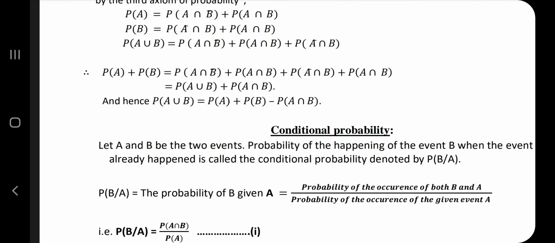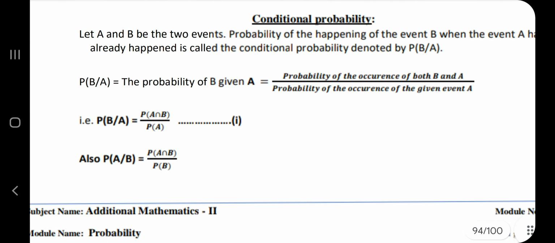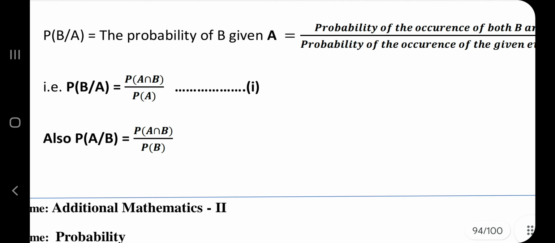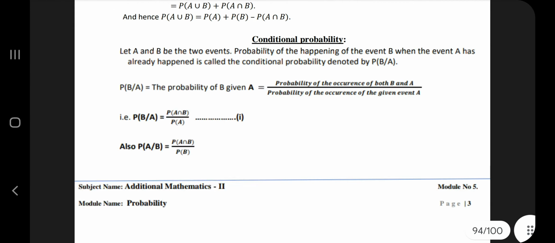This is another question from the exam point of view. Okay, an important one. Then conditional probability. Conditional probability, observe carefully what it is. Probability of B happening given that A has happened is equal to probability of A and B both happening divided by probability of A. Okay, this is the conditional probability, and the second variation is written here. Just instead of B by A, it is written A by B.